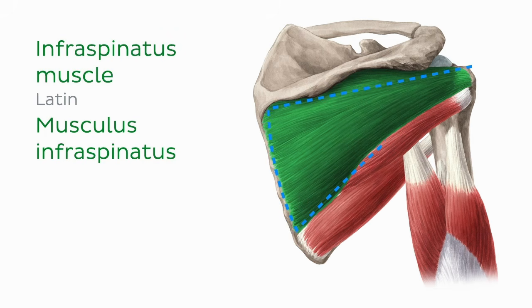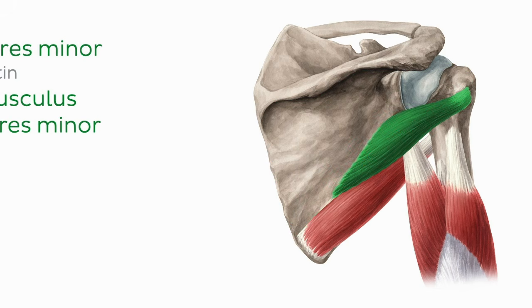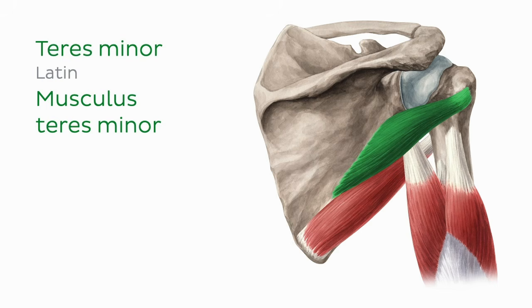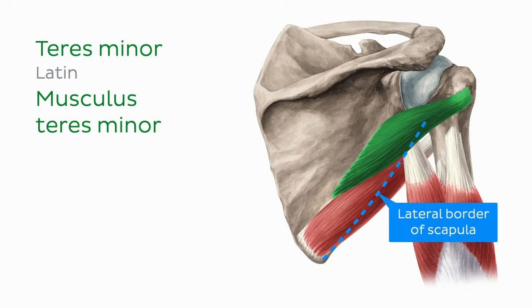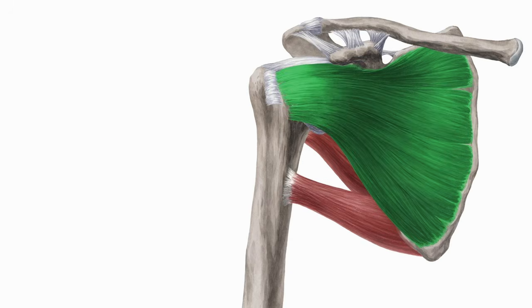This is a triangular muscle, with a wide base and a narrow apex. The last rotator cuff muscle on the posterior surface of the scapula is the teres minor muscle. The teres minor is smaller than both the supraspinatus and infraspinatus muscles and sits inferior to both, at the lateral border of the scapula. In order to see the final rotator cuff muscle, we need to flip the scapula around so that we can view its anterior surface.